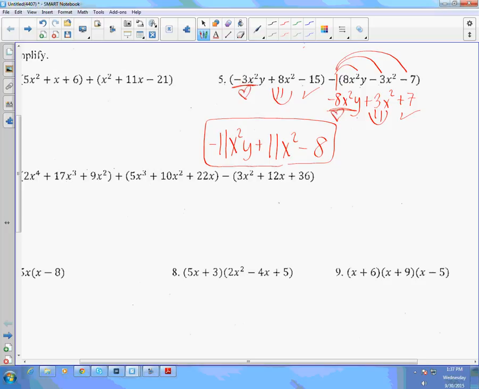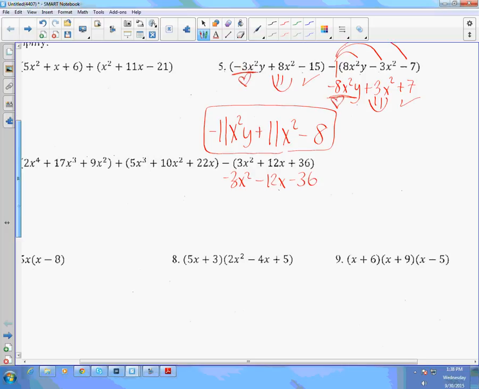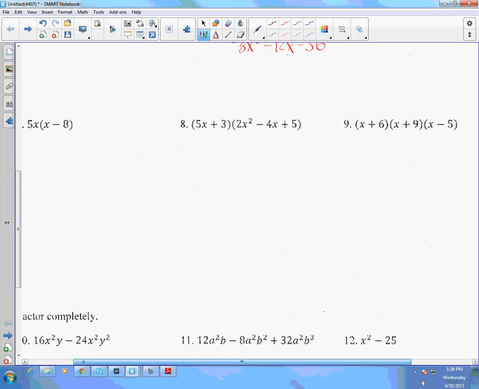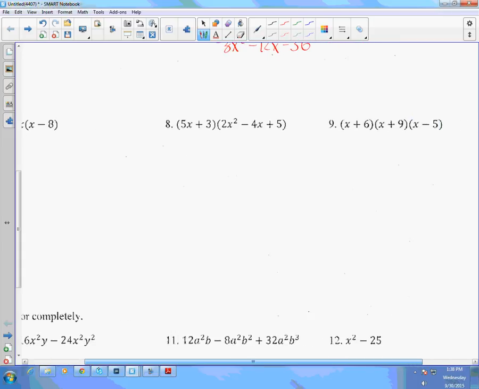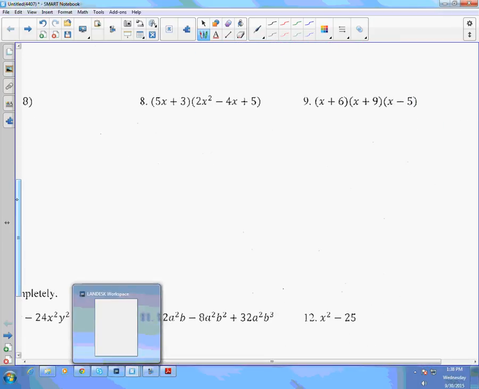Okay, so number 6 has a lot of like terms. However, with that minus sign, what do you have to do with this last trinomial? Change the sign. So we'll start you off with the rest of the things to do at home. The next one, just go simplify, it's just above. Would you like to do number 8 or number 9 together?